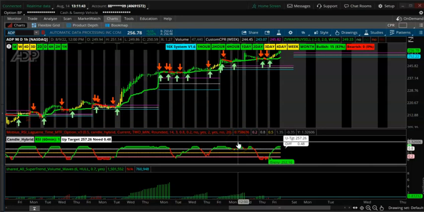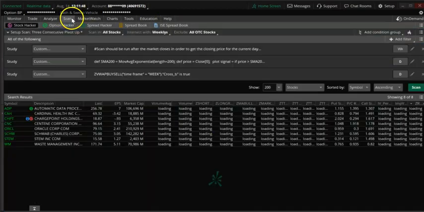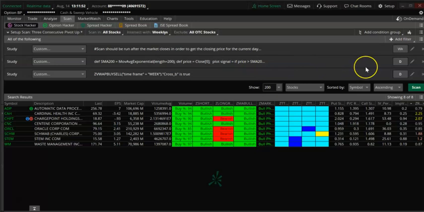So in this video we are looking at a CPR scanner which is on a weekly time frame. Okay, so this is the weekly time frame and it has to be above the 200 SMA, and the weekly VWAP has to give a buy signal. With these three conditions we are scanning.